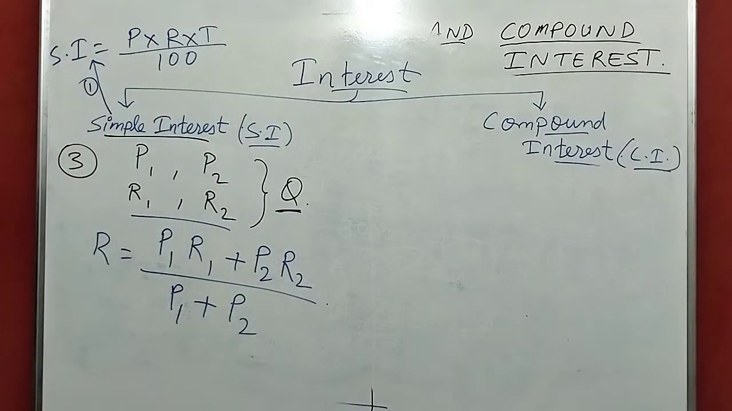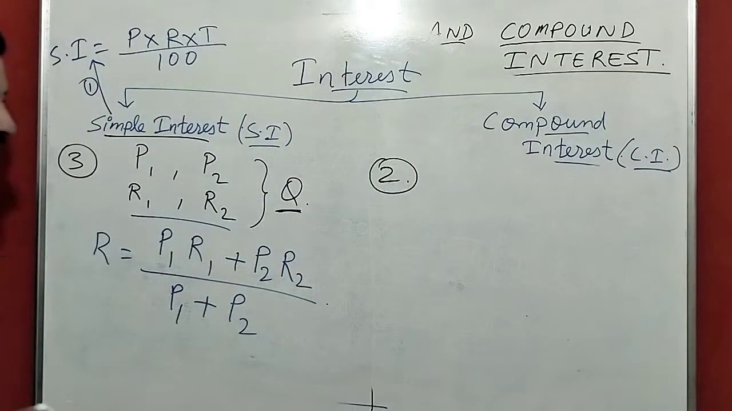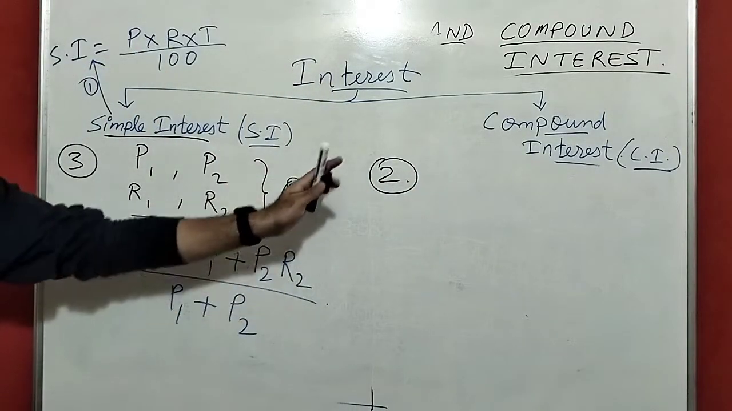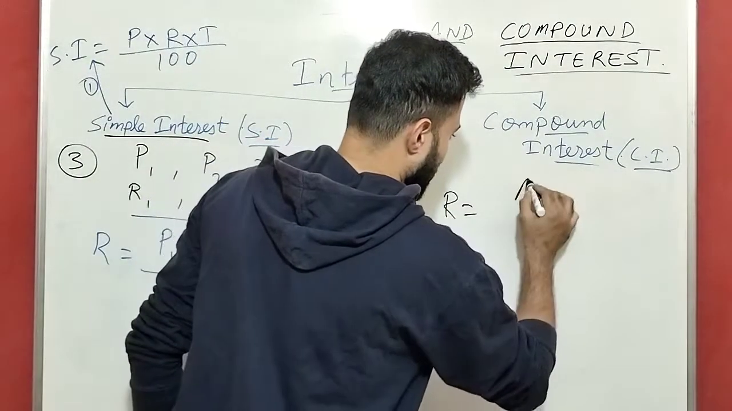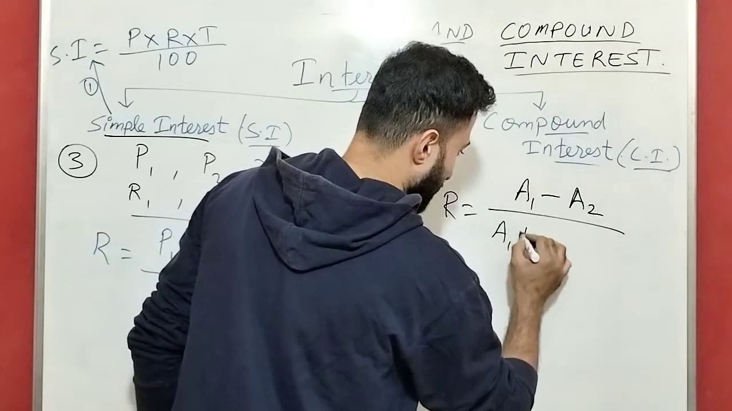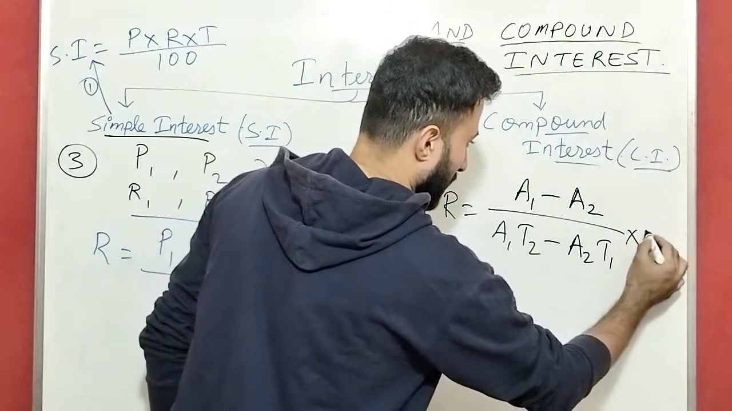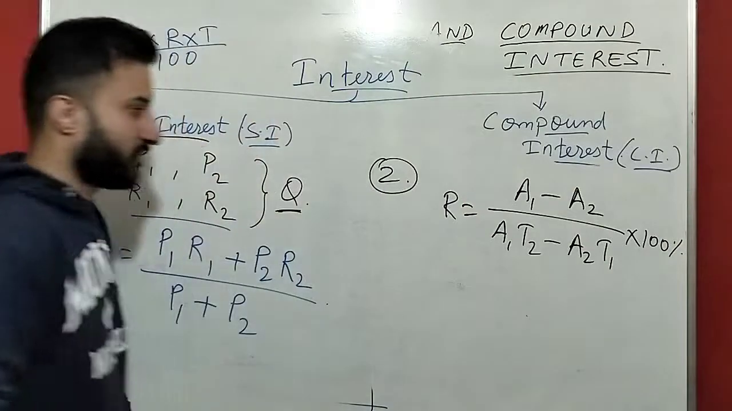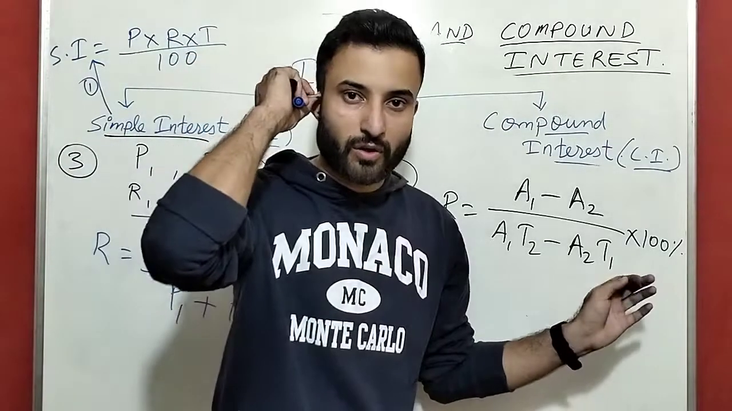Guys, just check whether the second formula I have written matches yours. For rate of interest, it is A1 minus A2 divided by A1 T2 minus A2 T1, into 100%. Just check it out whether I have written this or not. If I have written this, it means it is the correct formula.